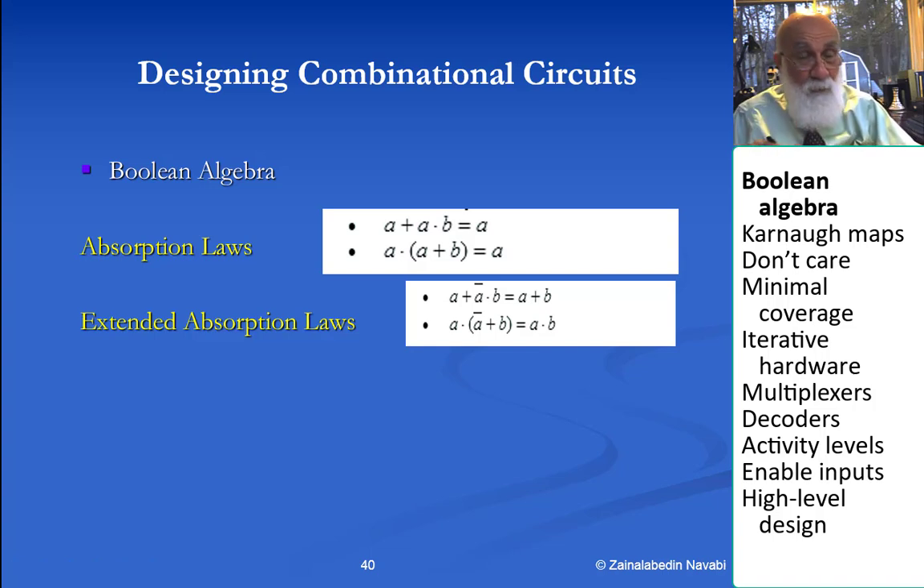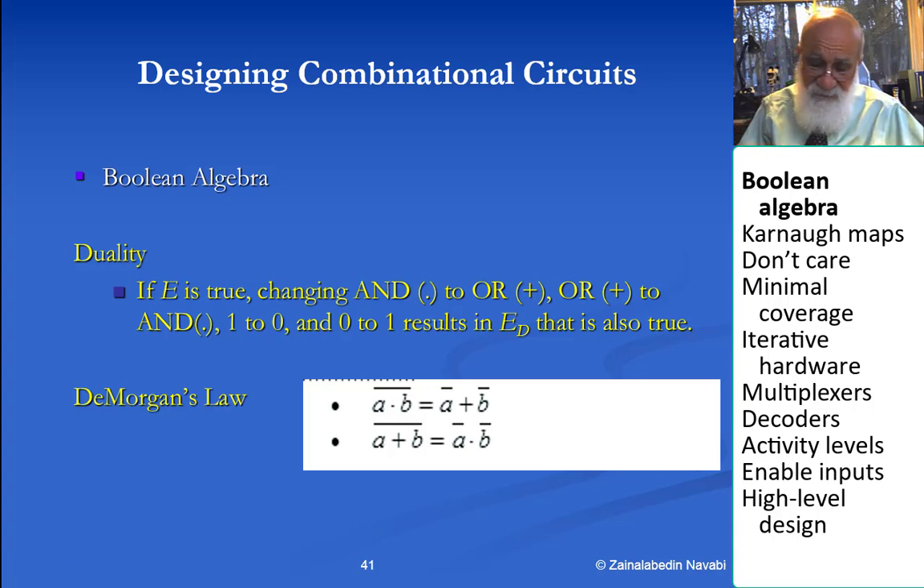Absorption law, meaning that you can have A or A and B. This A and B gets absorbed in A and you come up with A. And then the same thing, A and A or B, that gets absorbed and that becomes just A. Extended absorption law, A or A bar B is A or B, A and A bar or B is A and B.